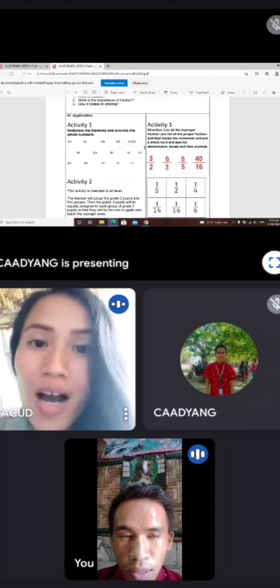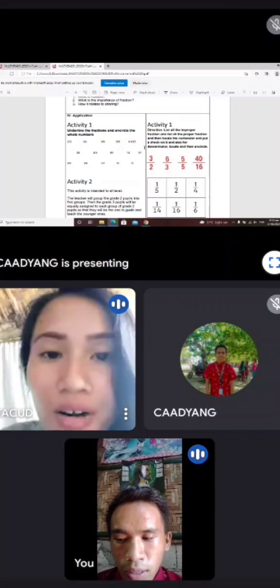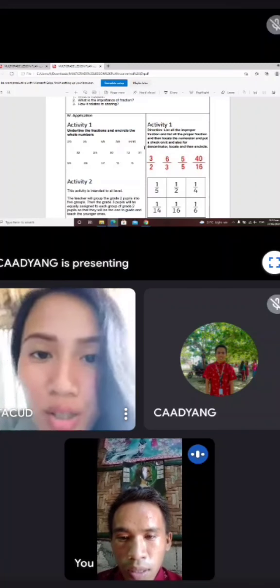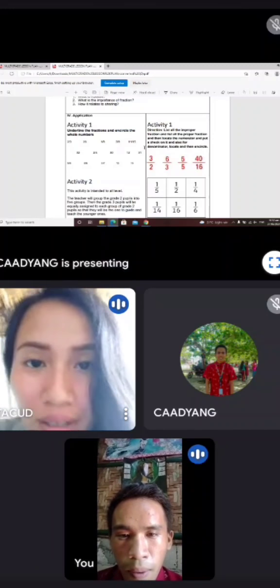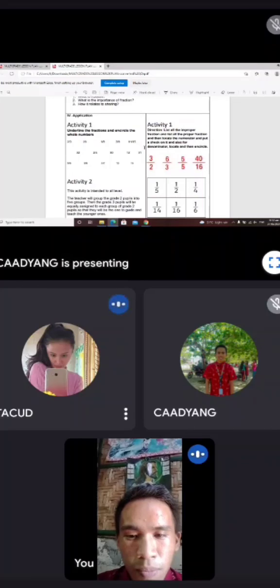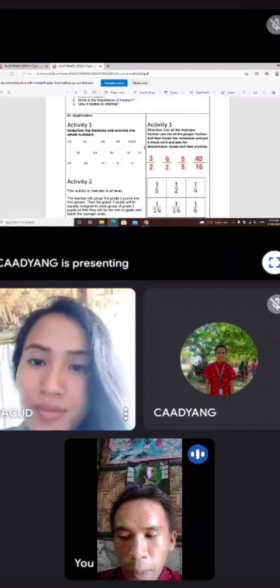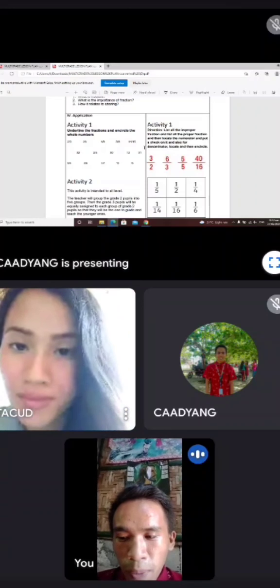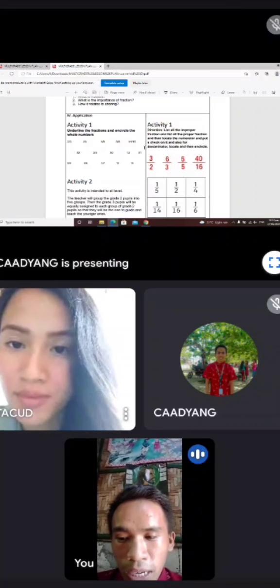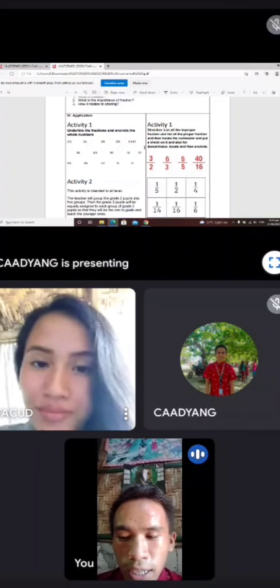For grade 2, underline the fractions and encircle the whole numbers. So here are the numbers in which the students are going to underline the fractions and encircle the whole numbers. Okay, for grade 3 and activity 1, list all the improper fractions and list all the proper fractions, and then locate the numerator and put a check on it. And also for the denominator, locate and then encircle. Here are the given fractions.